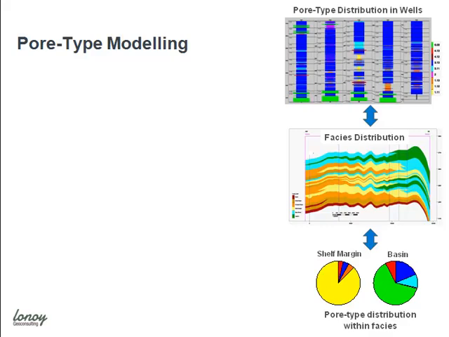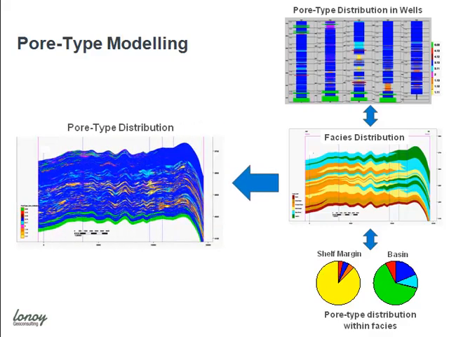By integrating pore type distribution in wells with Facies distribution maps and pore type distribution within Facies, we can populate pore types across the field. The colors in the middle right diagram represent different depositional settings. In all the other diagrams, the colors represent different pore types.